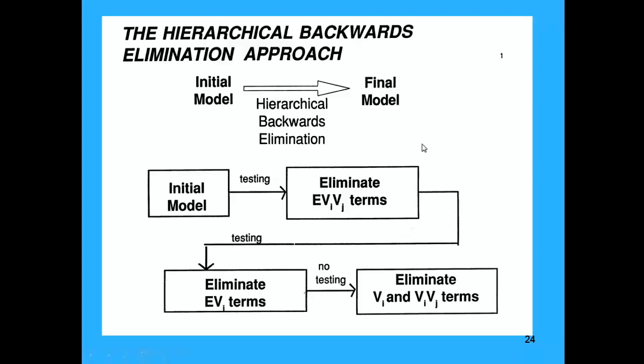So after you get to this, when you're trying to decide about the VI or even the VI-VJ terms, if you have terms like this, you have to do it by no testing. Okay? So that's the process you're going to do. Now, how you do this process, we're going to go into the details of that.